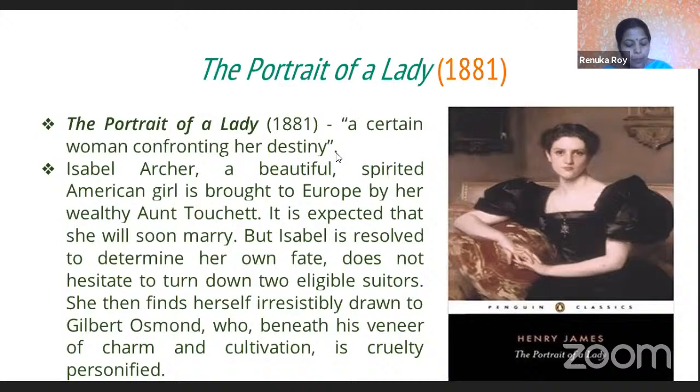Through the plot of this novel, James offers a shrewd appraisal of American character. So he makes a balance. There is a criticism about her short-sightedness, about her provincialism. But at the same time, James gives a sly appraisal. James appraises her for some of her innate goodness, some of her originality.